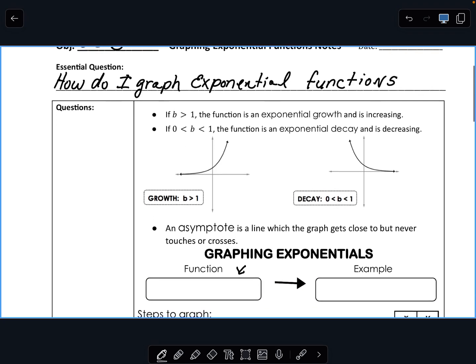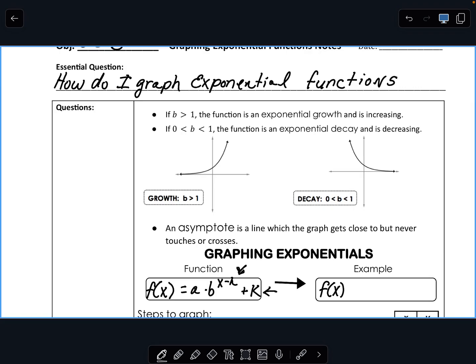So first, let's look at the format. We're going to have f of x equals a times b to the x minus h, plus k. So essentially the same thing, except you're going to have your h up here in your exponent, and then your k in the same position that you were used to with the other functions. And here would be an example.